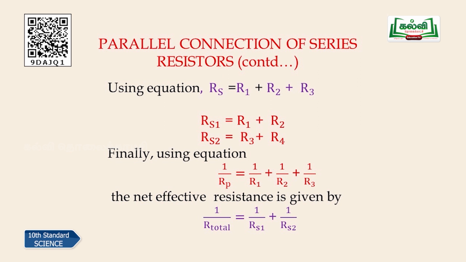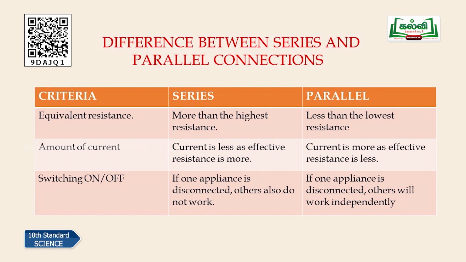Now we have to go for the final equation. What I have done, I have connected the Rs1 and Rs2 in parallel way. So I have to find the net effective resistance in the parallel method. That means I have to find the sum of reciprocals. So 1 by Rp is equal to 1 by R1 plus 1 by R2 plus 1 by R3. Using this equation I have to find the net effective resistance. So 1 by R total is equal to 1 by Rs1 plus 1 by Rs2. Now we can differentiate the series and parallel connections.